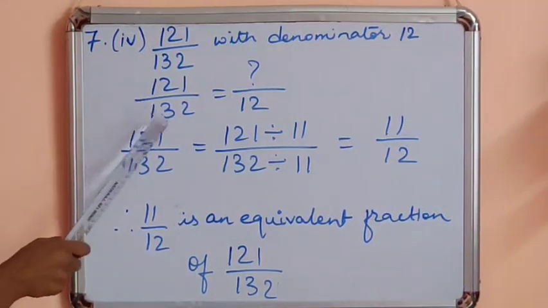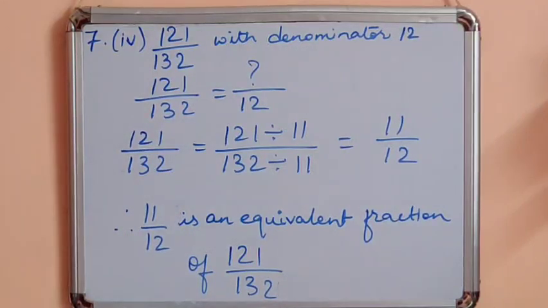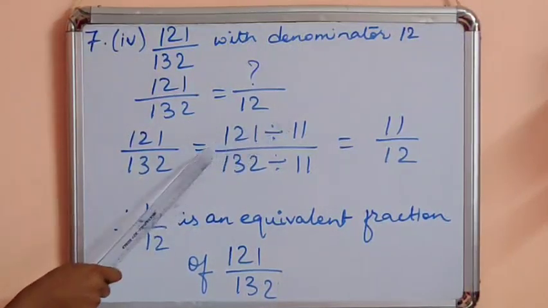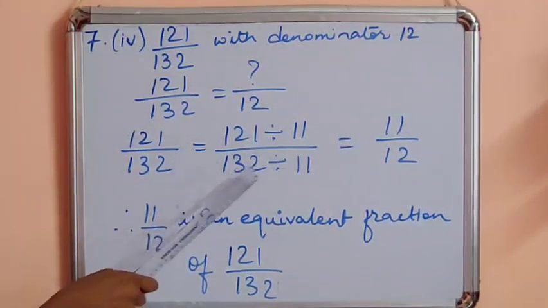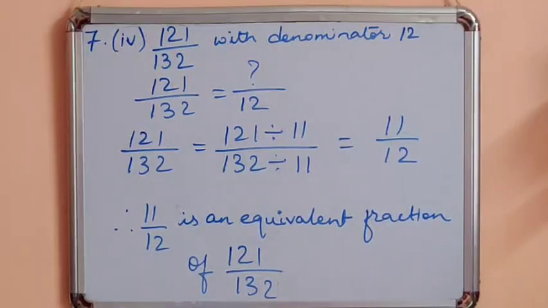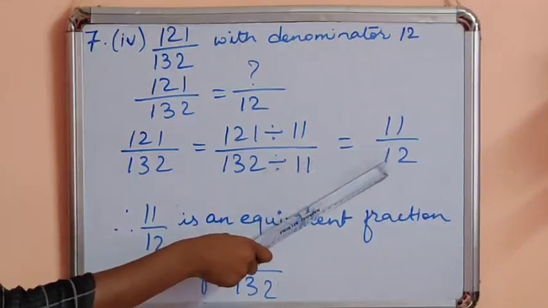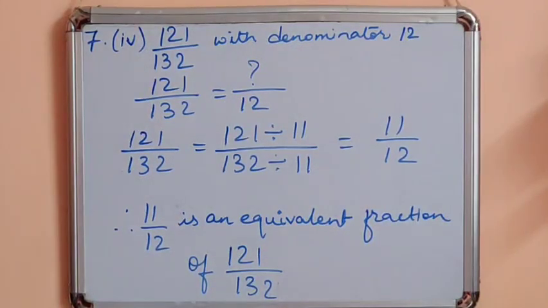So if you divide 132 by 12, you will get 11. So 121 by 132 is equal to, we have to divide both numerator and denominator by 11. So 121 divided by 11 by 132 divided by 11. So 121 by 11 is 11 and 132 by 11 is 12. So our fraction is 11 by 12. Therefore 11 by 12 is an equivalent fraction of 121 by 132.